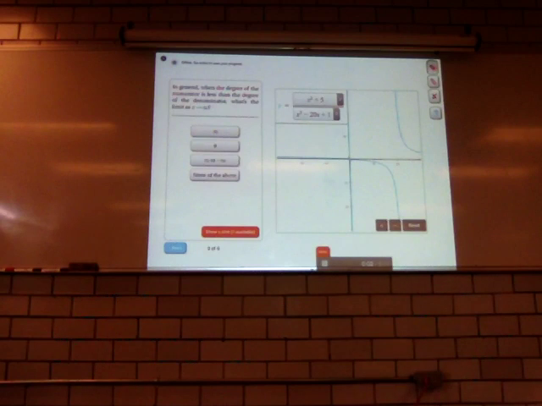Ok. Now what happens if the degree of the numerator is smaller than the degree of the denominator? What happens to the function as x gets really big?